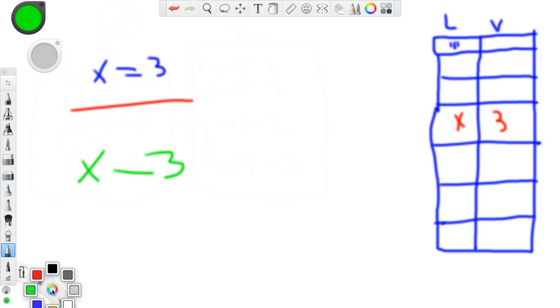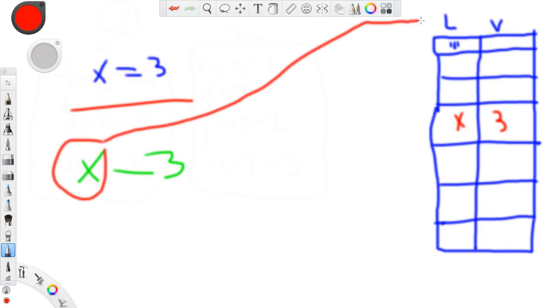What will it do? It says, hey, he's talking about x. Let me look in the memory for x. So it will go to the memory and look for x. It says, yes, this is x, and this is the value for x. It will take the 3, so it will say 3 minus 3 equals 0.